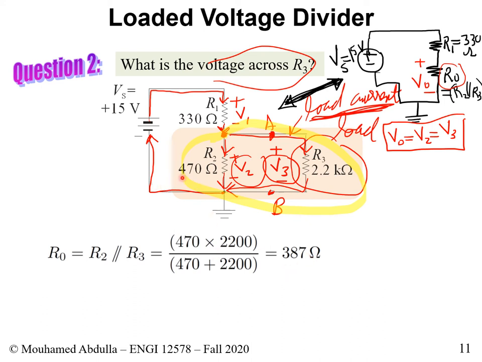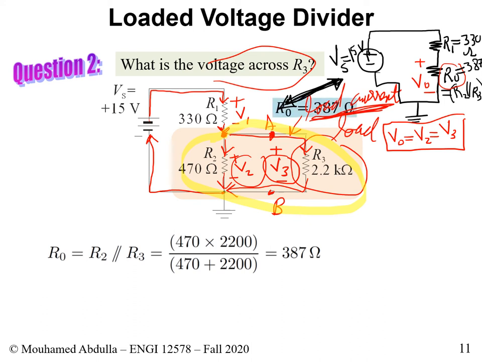Otherwise, you could have changed this to 0.47K and done the analysis, and the result would be in kilo. But here, this is what we did. We multiply the resistance values, 470 by 2200, and in the bottom we add them, 470 plus 2200, do the ratio and we get 387 ohms. So R naught is 387 ohms. Maybe we could write it in this circuit.